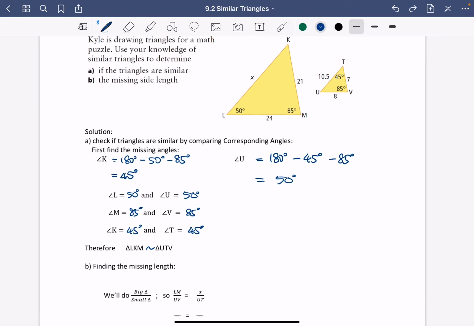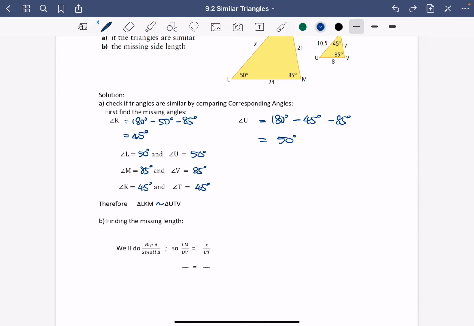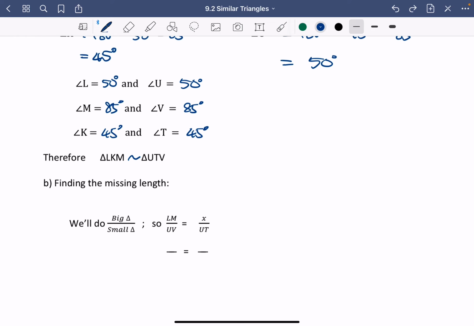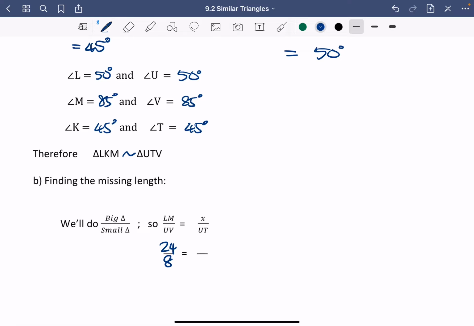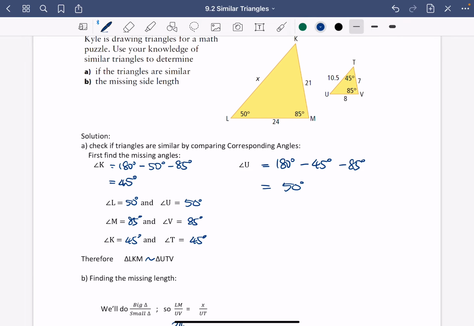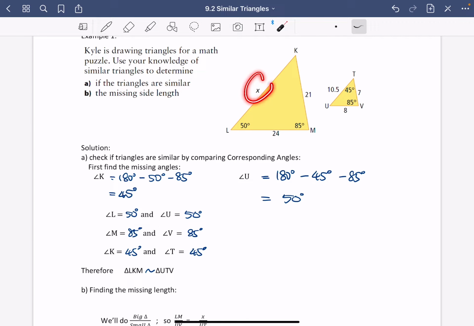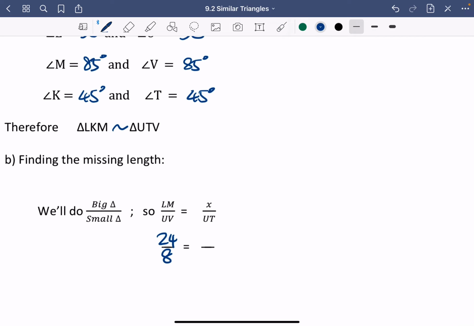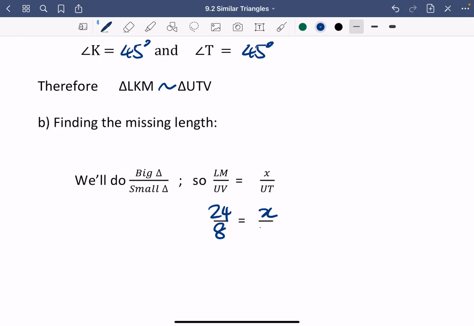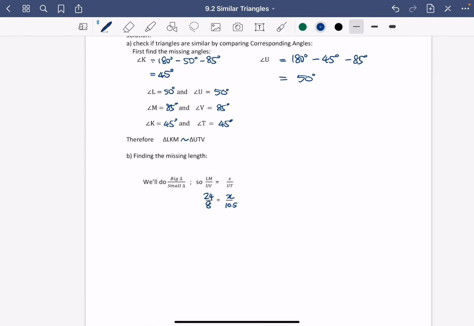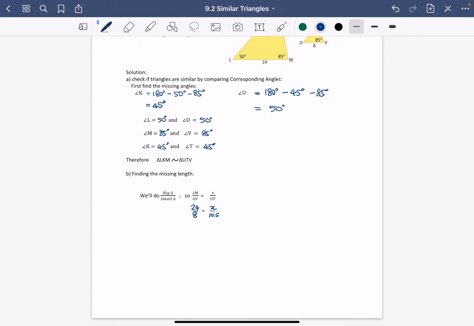So LM is 24. We do a big triangle over small triangle. 24. UV is 8. So these two are corresponding sides. And then we can use X, the one we wanted to find, over the corresponding side, UT, which is 10.5. Okay? And do you guys remember how to solve for a proportion? We'll do cross multiply.